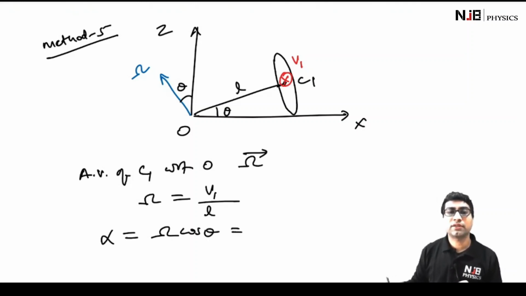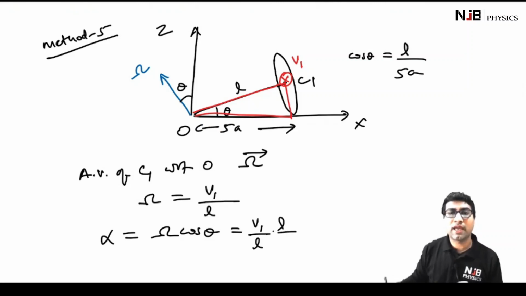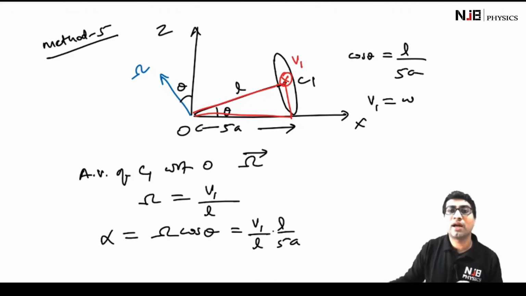If you solve it, it becomes V1 divided by L cos theta, and cos theta we already know is equal to base upon hypotenuse in this right angle triangle. In this right angle triangle, the base is L and the hypotenuse is 5a. So it becomes L by 5a. And in place of V1, they have written the condition for pure rolling as V1 equal to omega times radius, where the radius of this disk is a. So we can replace this V1 by omega a. So you get the value of alpha as omega by 5.